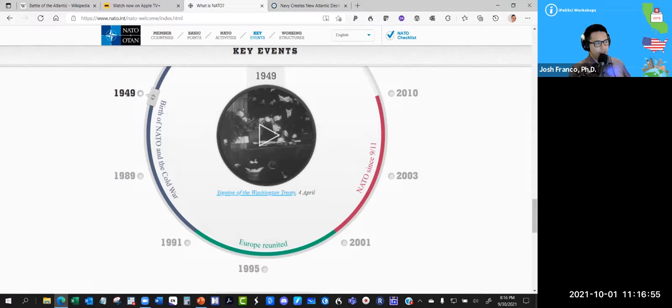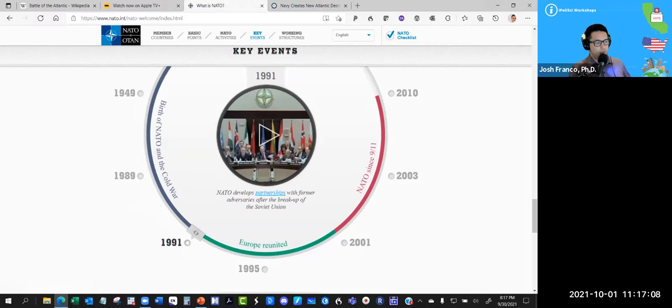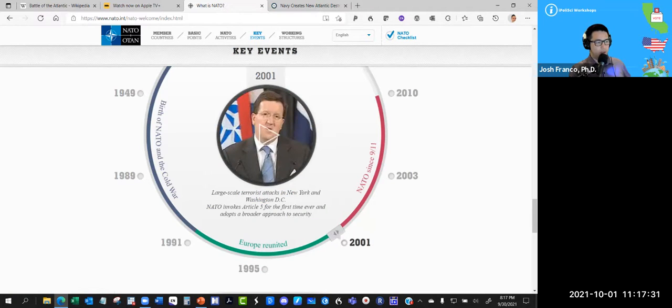They normally have a set of key events, but the birth of NATO was back in 1949, so right after the war. And then here, its continued growth after the fall of the Berlin Wall. And then you had NATO developing partnerships with former adversaries after the breakup of the Soviet Union. And then as the European Union was strengthening its bonds, eventually achieving its European Union status, they brought in other organizations. And one of their first major crises they had to deal with was Bosnia and Herzegovina, where there was an ethnic cleansing by the government, and they needed to respond to that.